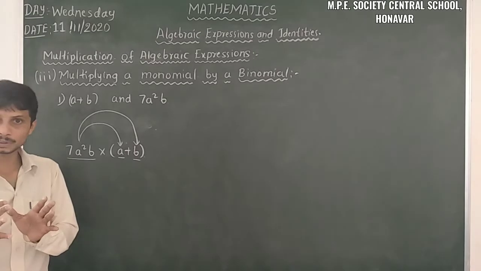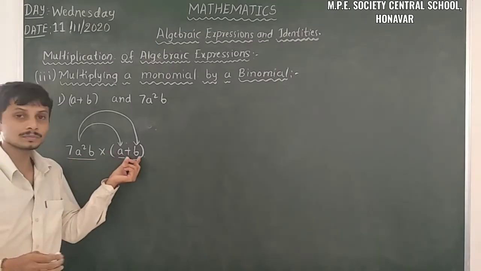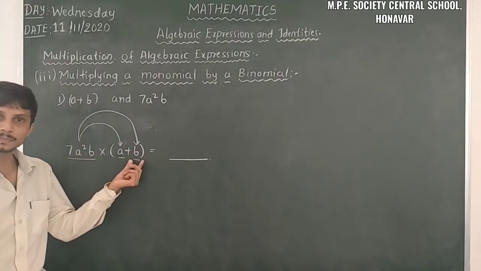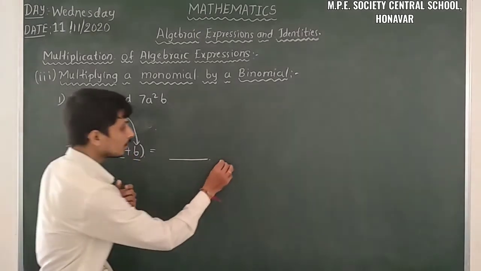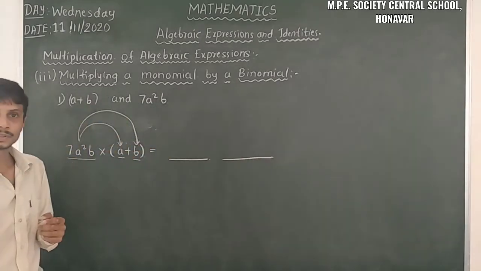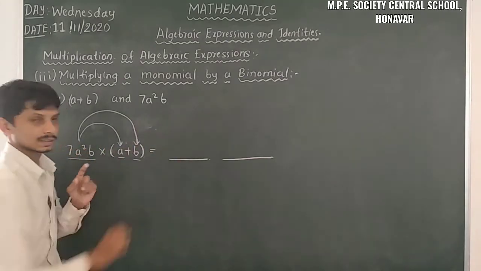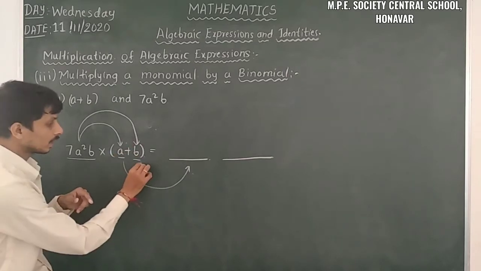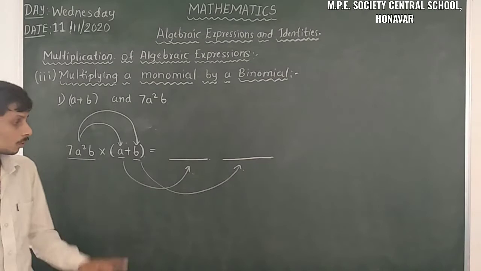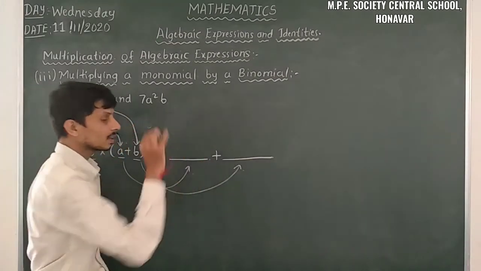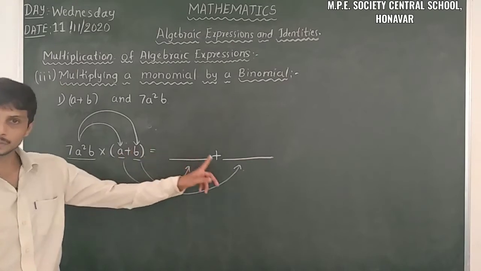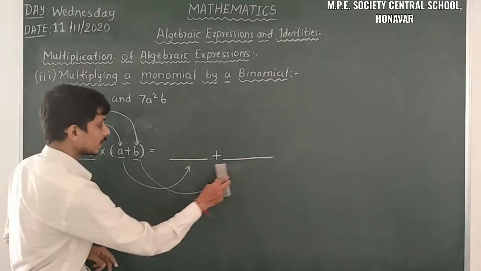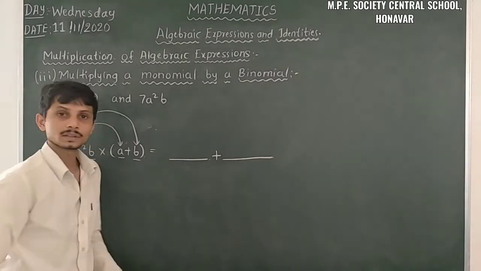So there are two terms possible here. After multiplying the monomial with this term, we have one term, and after multiplying the monomial with this term, we have another term. From this multiplication we have this, and after multiplication of these we have this. In between those two you have to write the addition, whatever the sign we have, positive or negative, so we have to know about that. This is one case, and also you have to be aware of the sign.